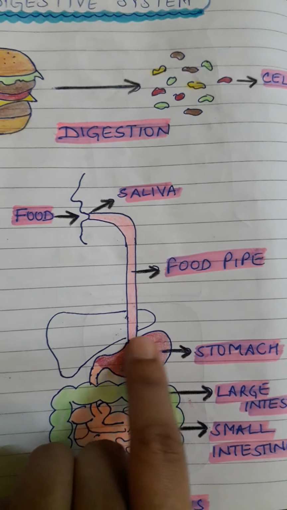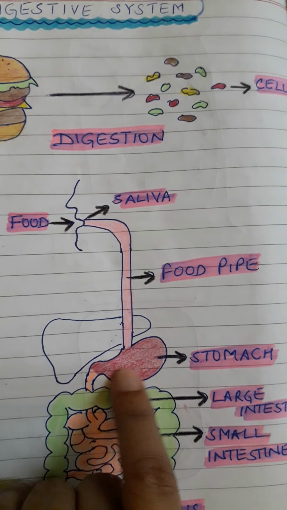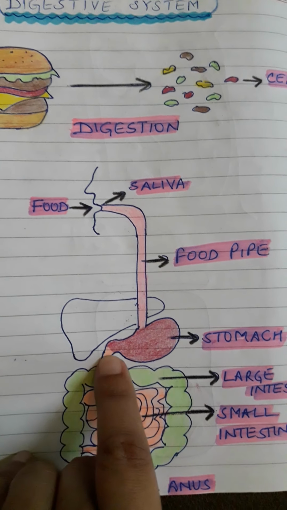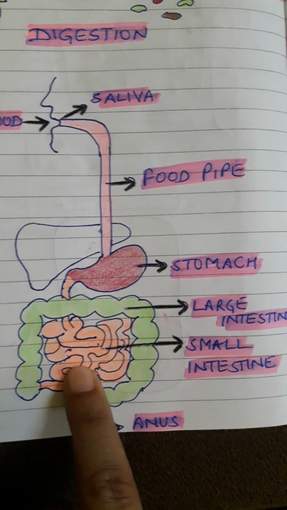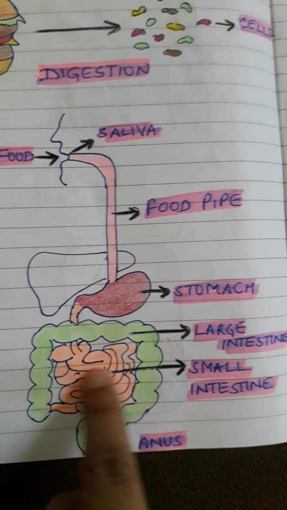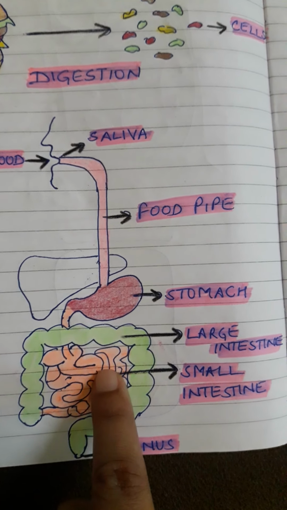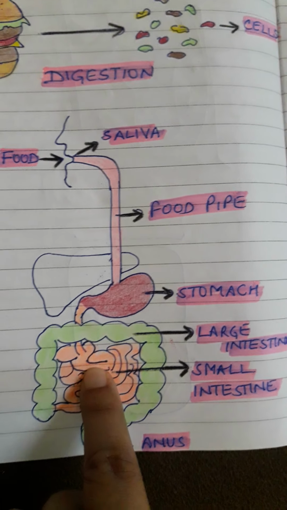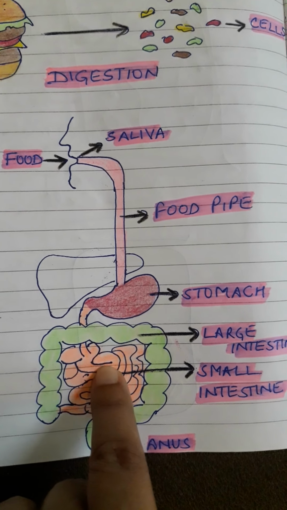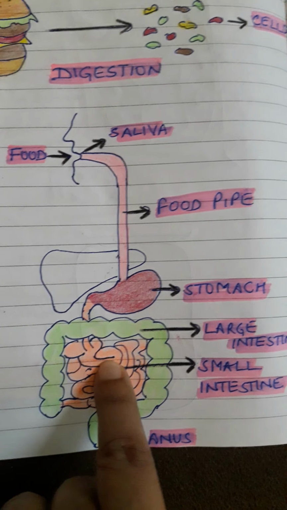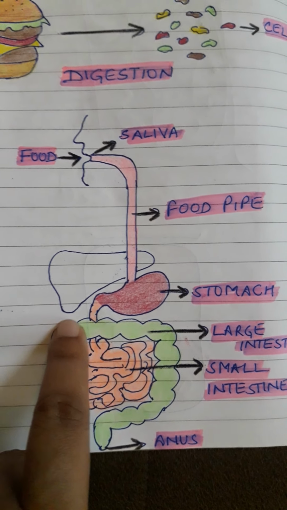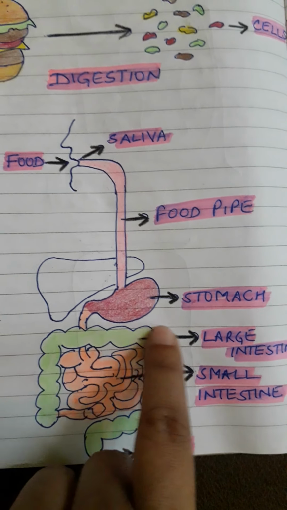In the stomach, it gets further digested, which means it gets further broken down into much smaller pieces, and then from the stomach, it enters the small intestine. This orange colored, very coiled part is the small intestine. Here also again it breaks down into much smaller pieces, or rather we can say it becomes a paste-like thing so that every cell can absorb it, and from here it enters the large intestine, the green portion that you can see.